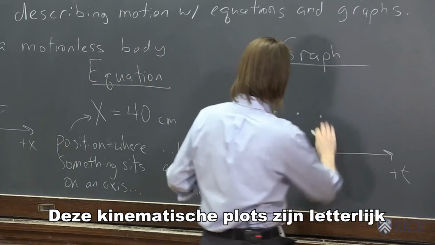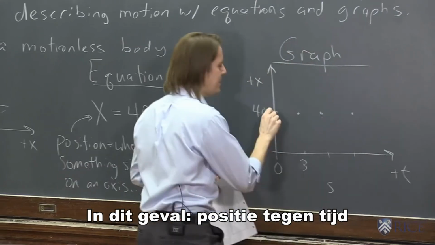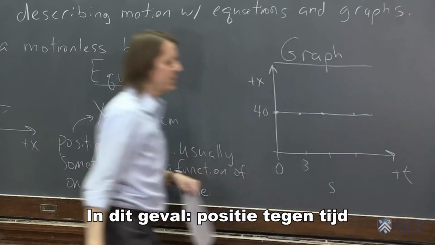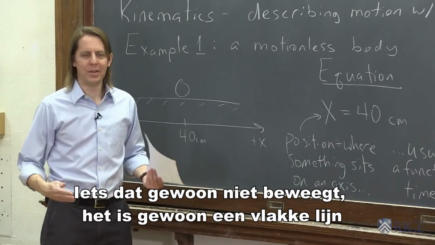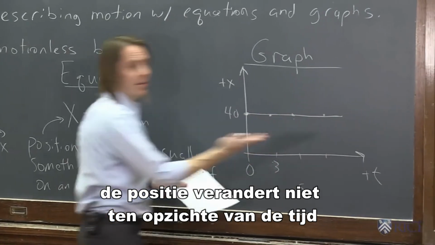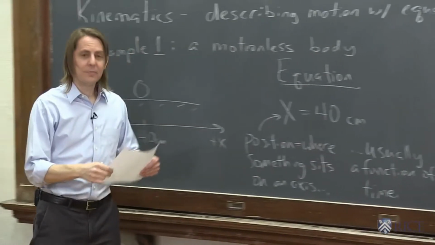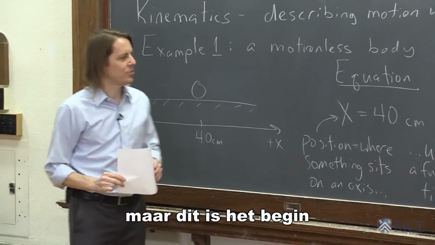So these kinematic plots are literally just a plot of what happened. In this case, the position versus time. So that's the simplest kinematics plot you can get, something that is just not moving, and it's just a flat line because the position didn't change versus time. It's as far down as we can go. They'll get more complicated than that as we go. But that's the beginning. That's how we get started in kinematics.